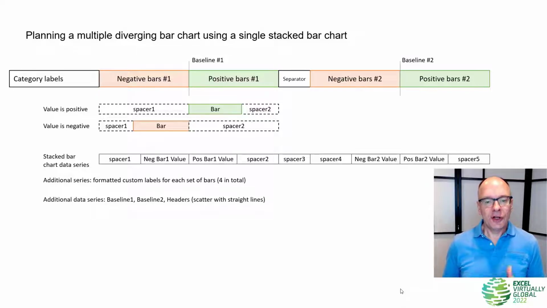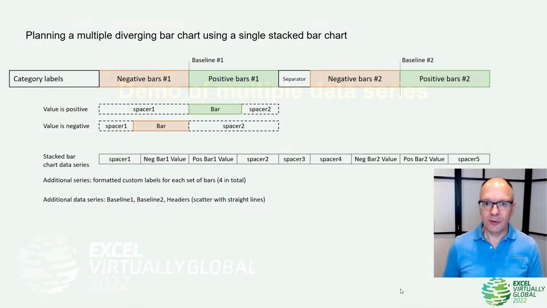And then I also need the baselines. Those baselines need to be drawn in the correct spot. So I'm going to need data series to be able to do that, and the headers. I do all of that using scatter with straight line data series. So this starts to become a lot of data series. And that might seem a little overwhelming at the start, and I get that, and that's okay. But like I said, take it one data series at a time. Because the data series only represents one particular purpose, it's much easier to think through this.